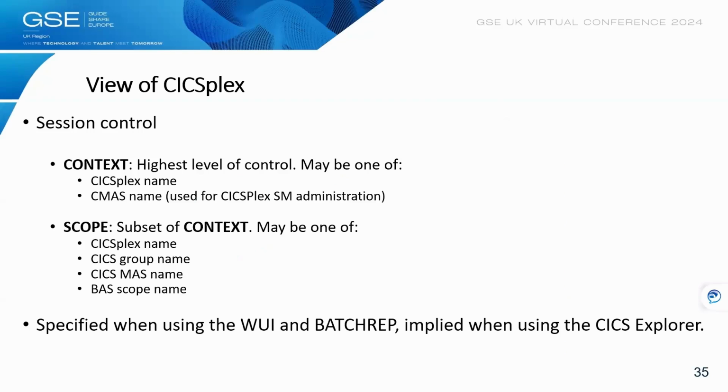The context itself can only be set to a CICSPlex name or a CMAS name. And the WUI kind of cheated because it keeps a separate context for the CICSPlex and the CMAS. So if you only have one CMAS, you're never going to change that. And if you only have one CICSPlex, you're never going to change that. So what you're mostly going to change, if you only have one CICSPlex and CMAS, is the scope. And the scope itself could be the whole CICSPlex, a group of regions, or an individual CICS region. There is the ability to use a BAS application scope, but you'd have to be using BAS and you'd have to identify what you call the application scoping of a particular application, right? But it is supported nonetheless.